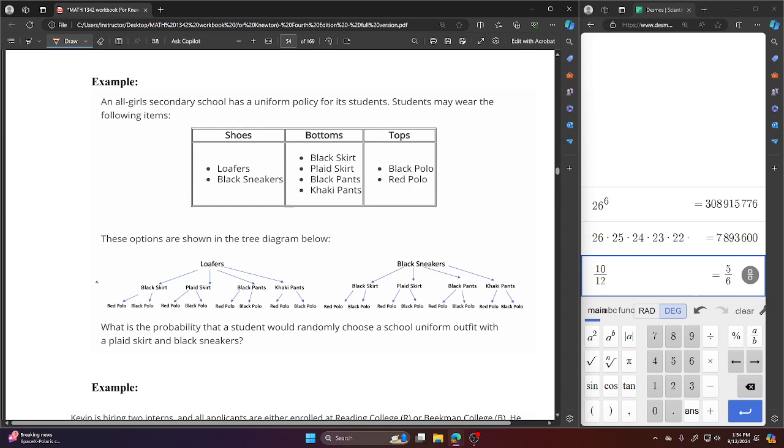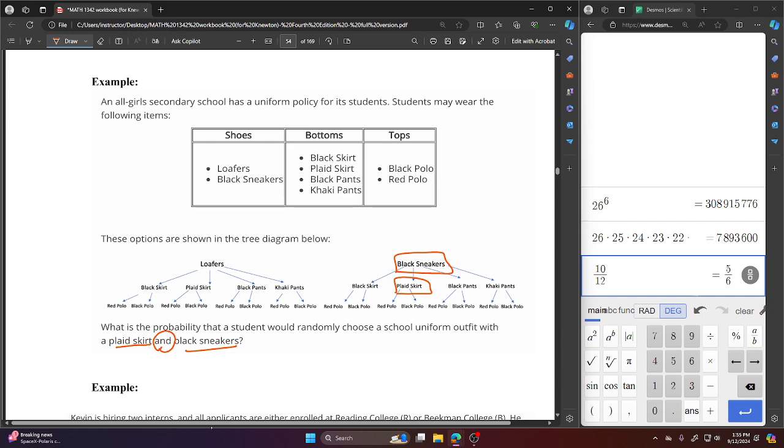Secondary school uniform. We got all these different options here, and they're showing all the options. I gotta say, if you notice the font, this is a direct copy paste from Newton. So this is your homework, copy pasted. It will look just like this with these pictures. What's the probability of a student who chooses plaid skirt and black sneakers? So plaid skirt and black sneakers. Okay, black sneakers. Oh, here we go. Plaid skirt. Yep, got it.